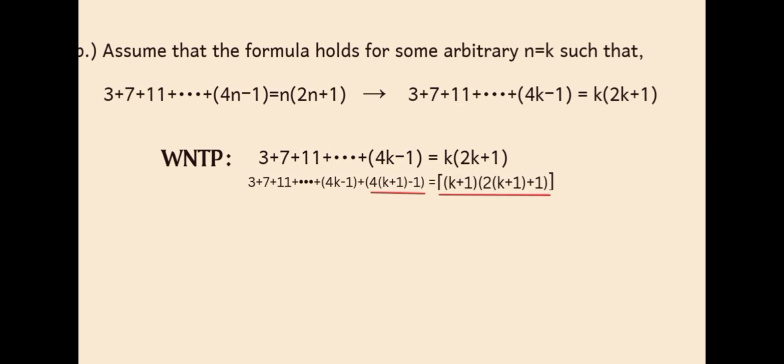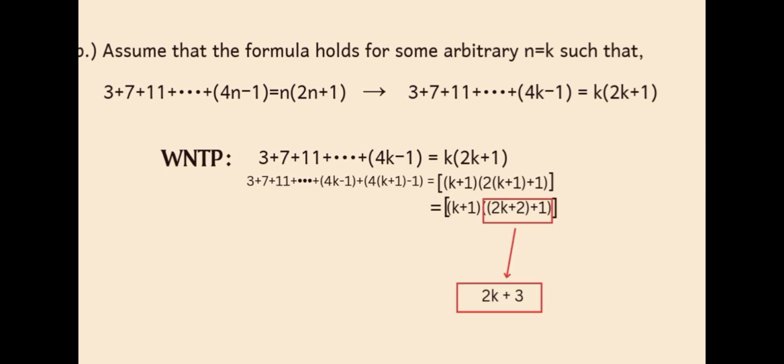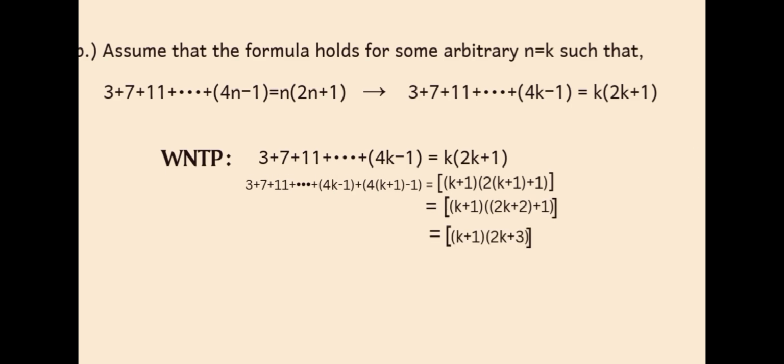So now we'll have 3 plus 7 plus 11 plus ellipsis plus the quantity of 4k minus 1 plus 4 times the quantity of k plus 1 minus 1 is equal to k plus 1 times 2 times the quantity of k plus 1 plus 1. Now we have to manipulate the right hand. So by simplifying, we distribute 2 to k plus 1, we'll have 2k plus 2. Then we add 1 to 2, we'll have 2k plus 3. Then we'll get k plus 1 times 2k plus 3.